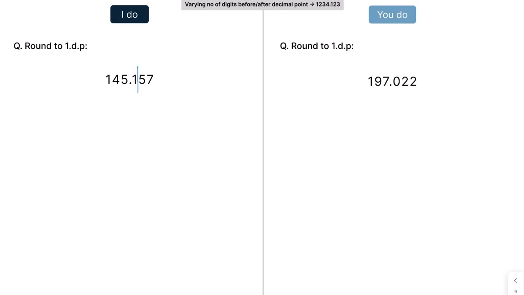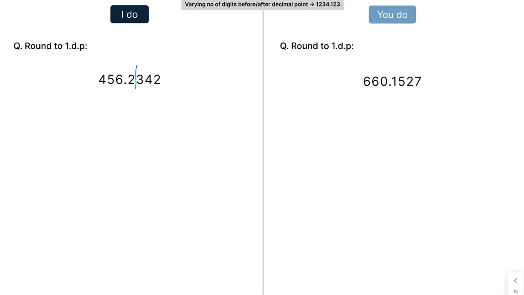And again, draw your line, look at your decider. Now the decider here is telling me to round this up, so that becomes 145.2 to 1 decimal place. Again, draw your line, look at the decider, which is the number after the line. Now, in this case, the decider is telling us to leave the answer as it is, so that's 197.0. Again, you have to have the 0.0 because it says round to one decimal place, so you cannot write 197 on its own.